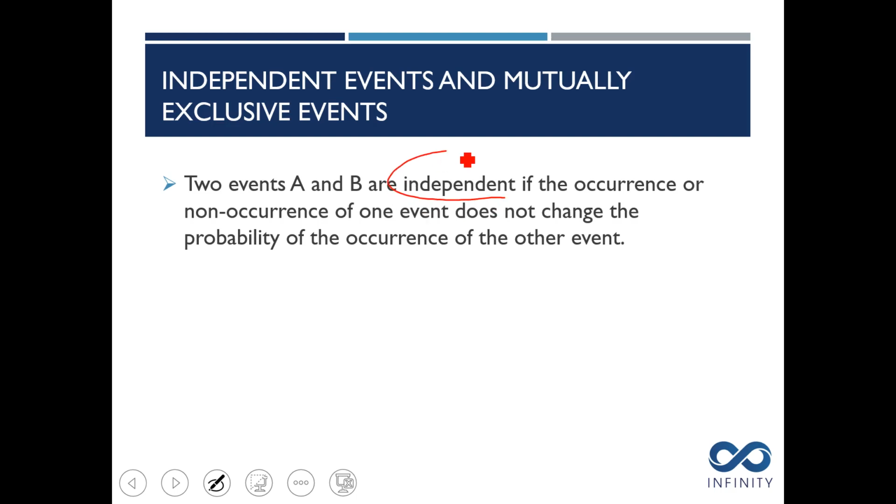An independent event means that the occurrence or non-occurrence of one event does not change the probability of the occurrence of the other event. Or we can say both events can occur at the same time. That is what we call independent events.